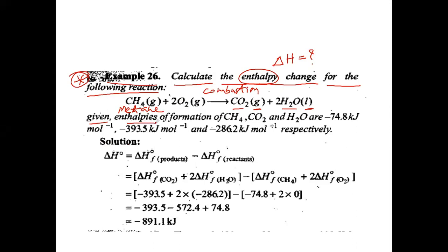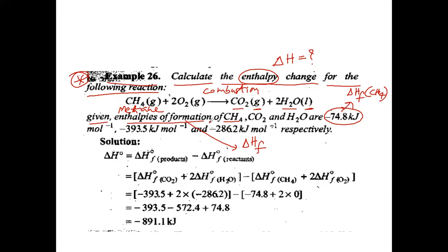Given enthalpies of formation of methane. So enthalpy of formation, how to represent? Delta H formation. Delta H formation means the enthalpy of formation of CH4 is given. How much is given? Minus 74.8 kilojoules. Enthalpy of formation of CH4 is given to you.